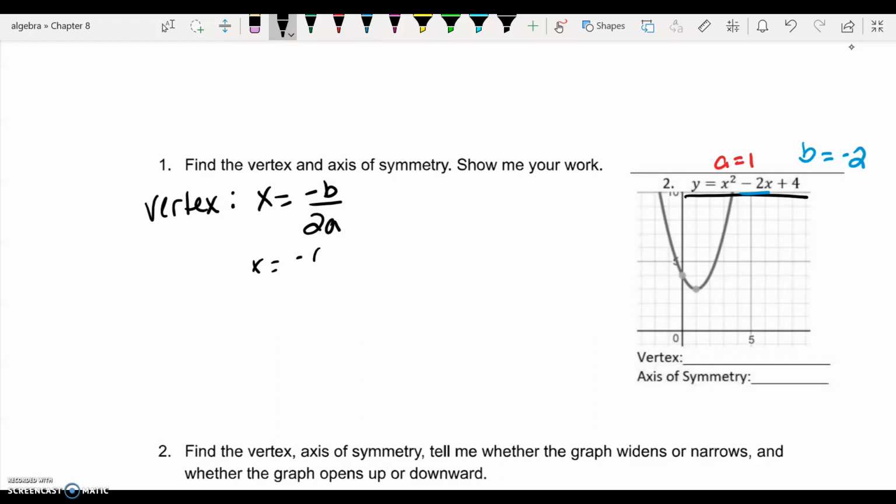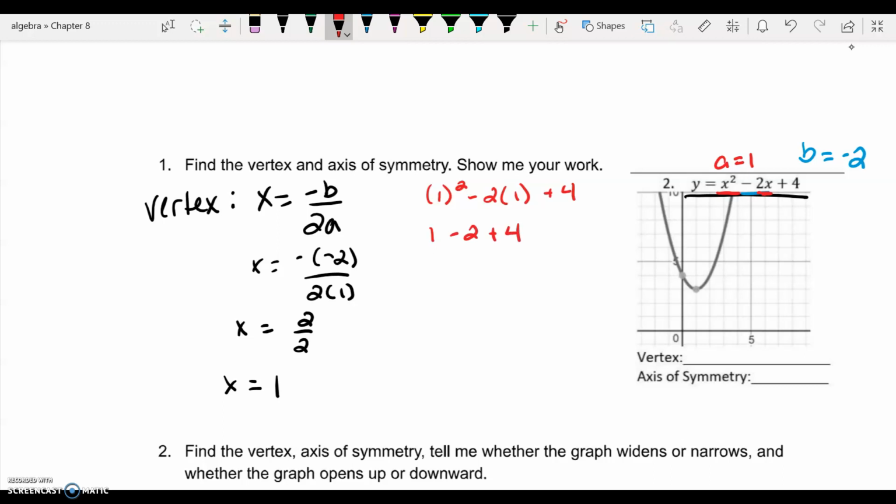I'm going to get negative 2 over 2 times 1, which is a positive 2 divided by 2, which is a positive 1. Now I'm going to take that 1 and plug it in for the x's over here. So I'm going to have 1 squared minus 2 times 1 plus 4. So 1 minus 2 plus 4, you get negative 1 plus 4, which is a positive 3. So my vertex is 1, 3.